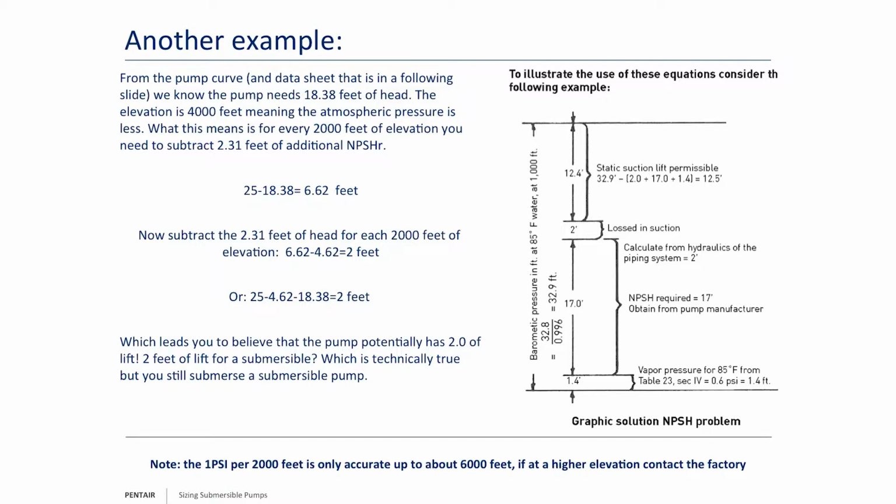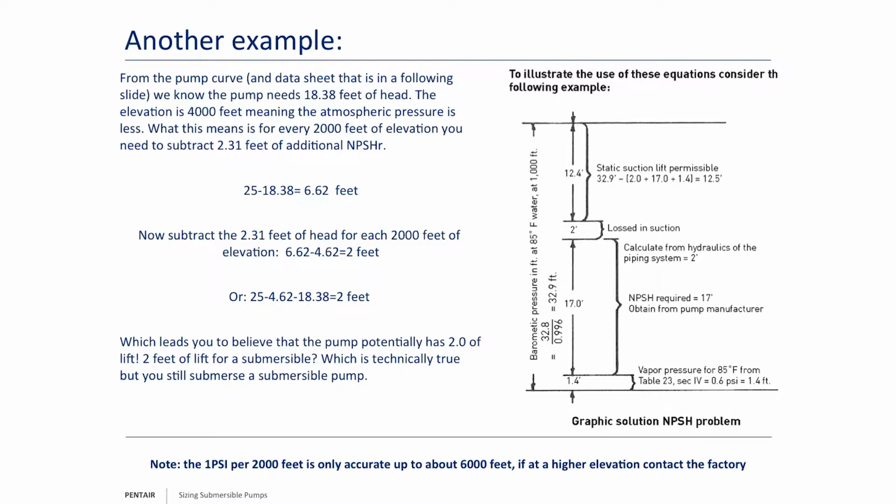Now, the customer throws a curve at me and he says, well, wait a minute. This is going to be at an elevation of about 4,000 feet. Now, if you had any of our classes earlier, you'll know that for every 2,000 feet of elevation, you subtract 1 psi or 2.31 feet of head. So that means I'm going to lose for that 4,000 feet an additional 4.62 feet of head. So now if I have my first calculation of 6.62, I subtract that additional 4.62, that means I have 2 feet of still atmospheric pressure to play with.